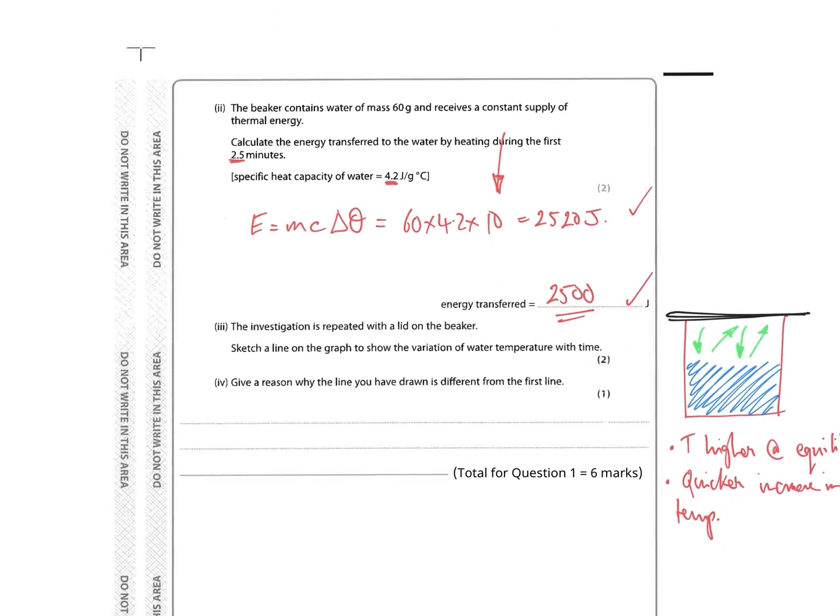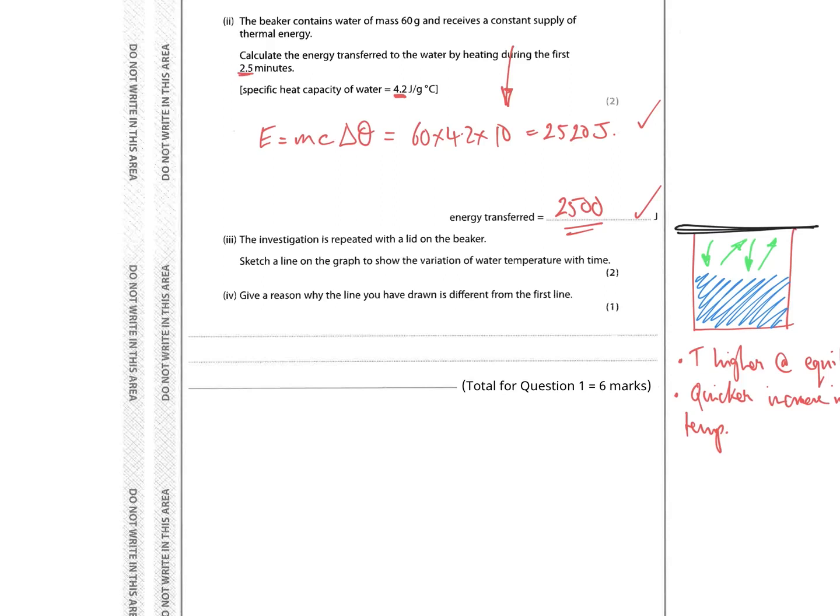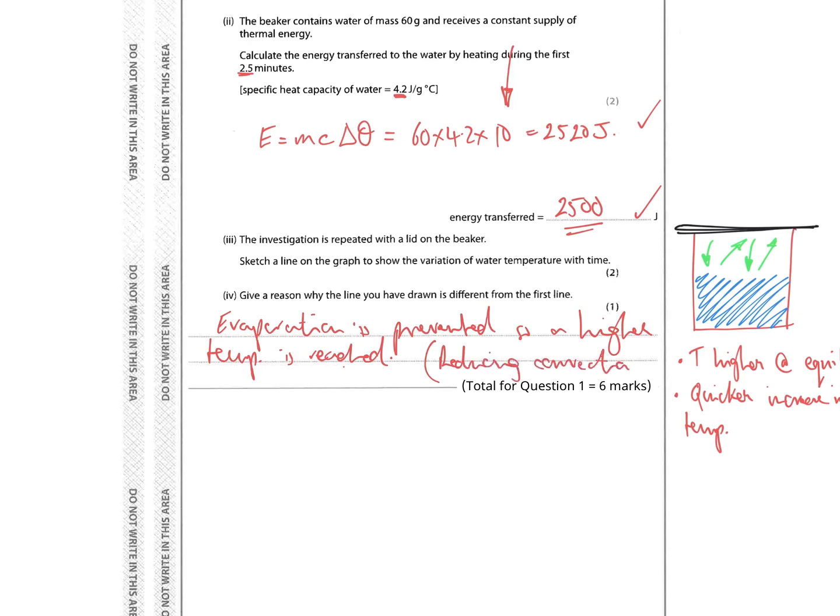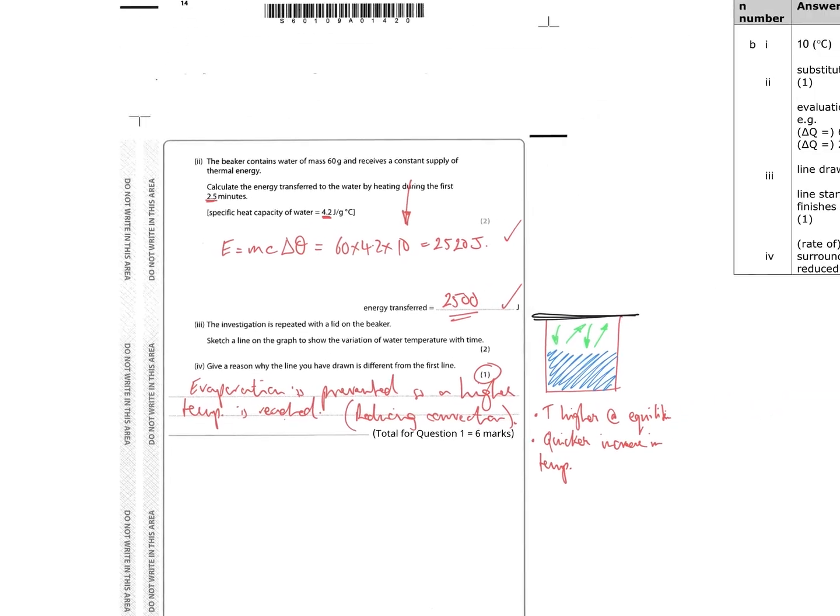Okay, and why is that? It then asks, why is that the case? Well, I think that's because we can say that evaporation is prevented, so a higher temperature is reached, or indeed that could be described as it's reducing convection currents. Only for one mark, so don't over-egg that one. Good, so that's my thinking of the answers. So let's just see what the real answers were.